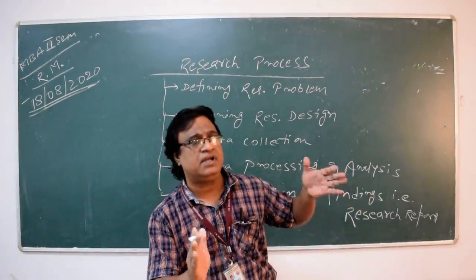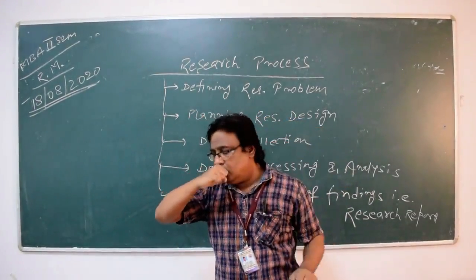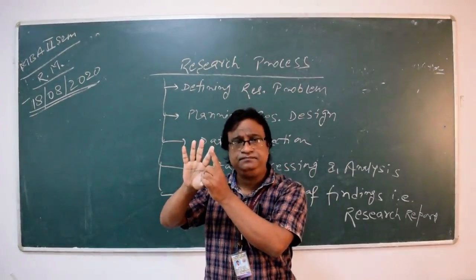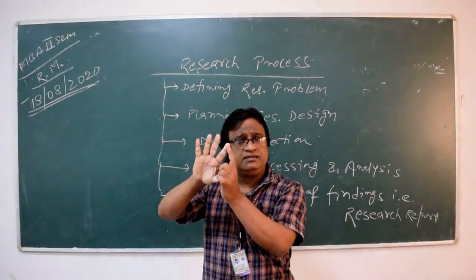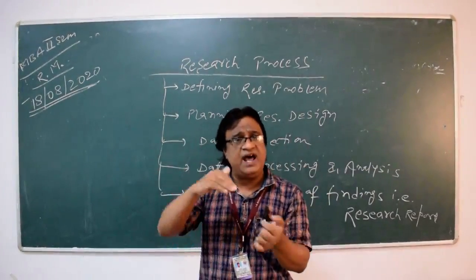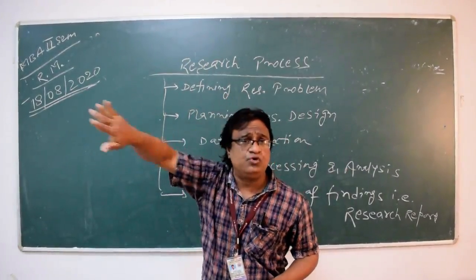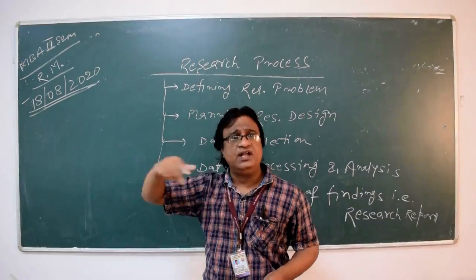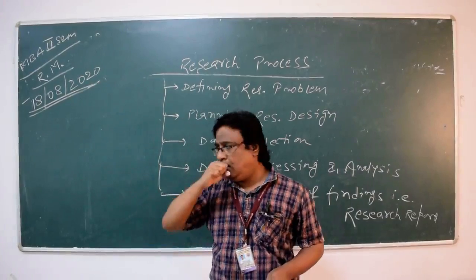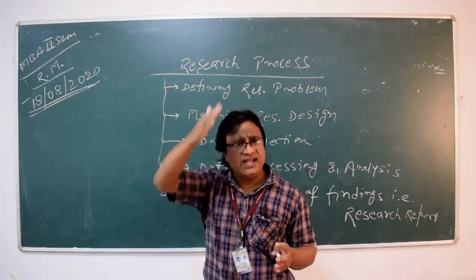Processing here means four distinct operations, starting with editing, coding, classification and tabulation. Through editing, we improve the quality of collected information. If there is any error or omission, we remove it. Through coding, we assign certain numerical values to the collected information for categorizing it.